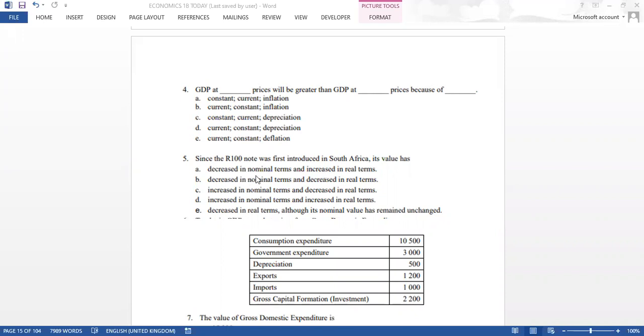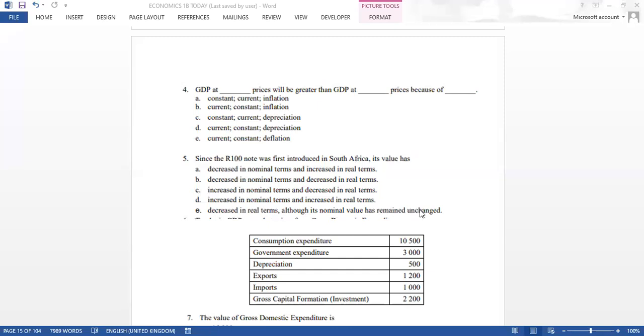So it's saying that decreased in nominal terms. Obviously in nominal terms, the South African rand, we cannot really say it has decreased. So I would not choose any of the options that have decreased in nominal terms. Then it says decreased in nominal terms and decreased in real terms, increased in nominal terms, increased in real terms, decreased in real terms, although nominal value has remained unchanged.